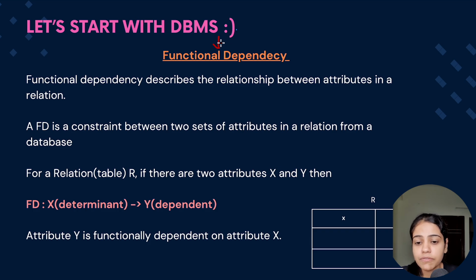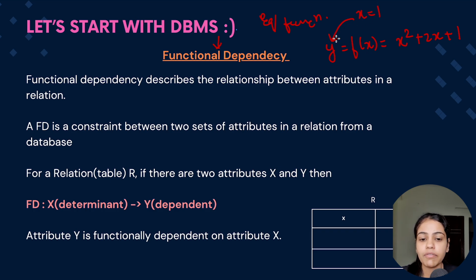Now, as the term suggests, functional dependency. Whenever there is a kind of dependency which is present in form of any function, we can call it functional dependency. You might have heard about the terms such as equations or functions in maths. Now, if there is a function given y equals f(x), that is y is a function of x, where f(x) is equal to x square plus 2x plus 1. So if I know the value of x, I can determine the value of y.